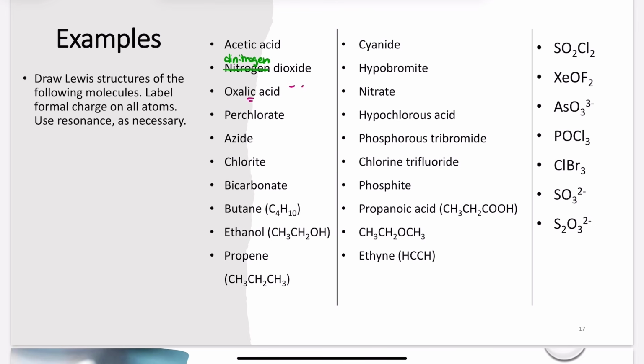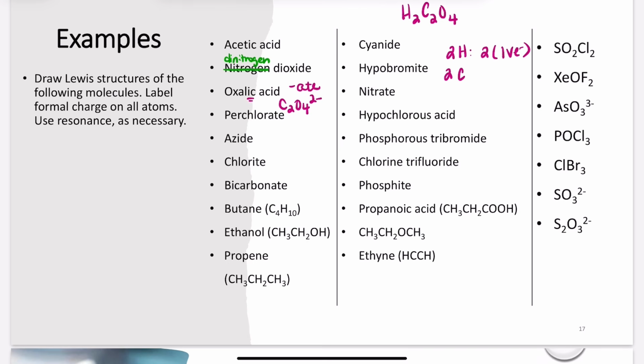Okay, oxalic acid. So remember again, ic acid comes from ate. Oxalate is C2O4 2 minus. So oxalic acid would be H2C2O4 because I need to give it 2 H pluses to counteract that 2 negative charge.